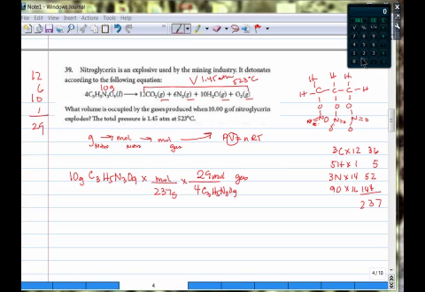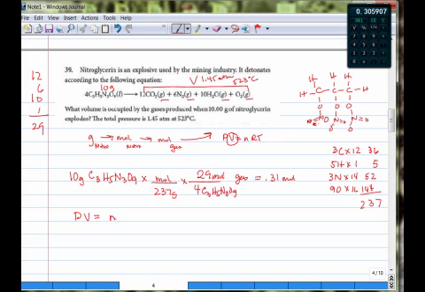So we have our 10 grams. We're going to multiply that times 29, divide by 227, and then divide by 4. And I get 0.31 moles of gas. This can then be dumped into the ideal gas law.